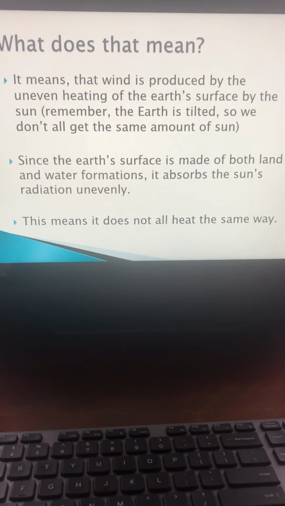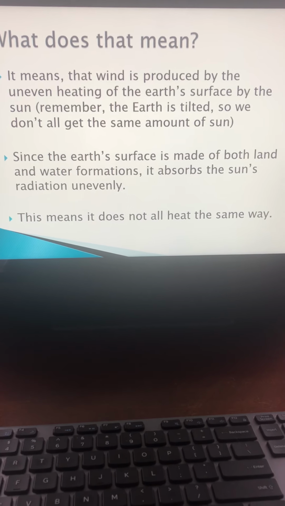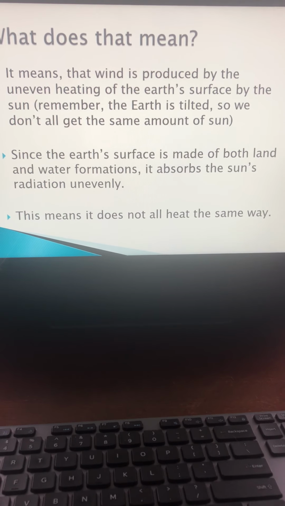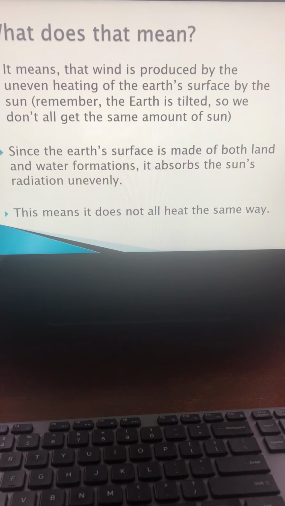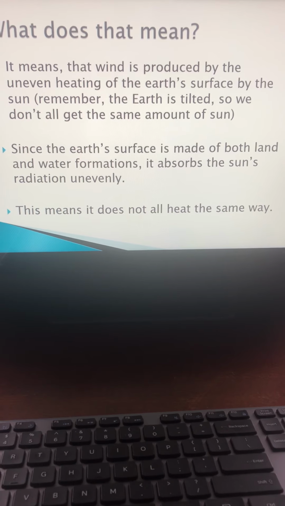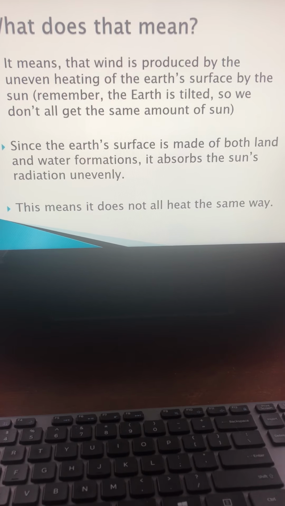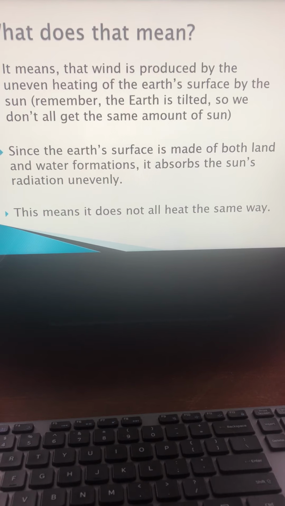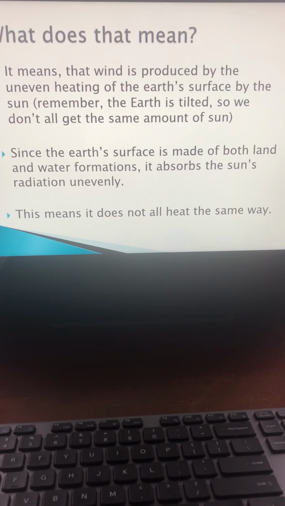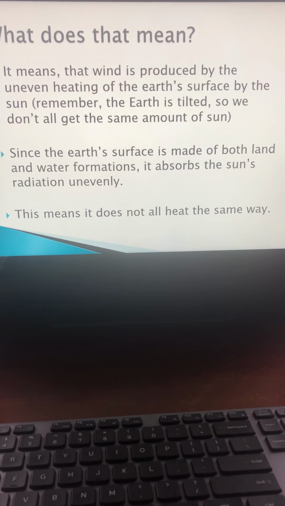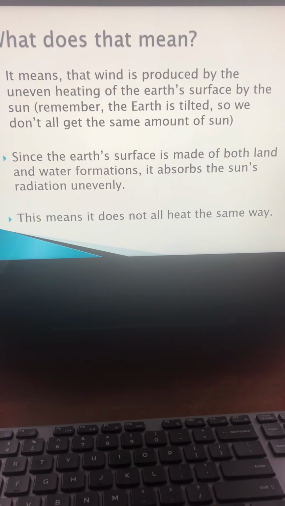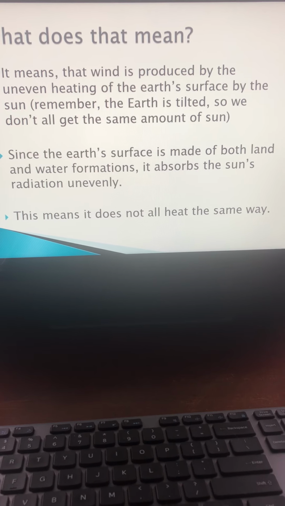And if you remember way back when we did astronomy, we said that the Earth is tilted, and we said it was 23 degrees. And basically we know that if the Earth is tilted towards the sun, then we're in summer, and the part that's tilted away would be in winter. So we don't all get the same amount of sun at the same time. Since the Earth's surface is made of both land and water formations, it absorbs the sun's radiation unevenly. And this means that it does not all heat up in the same way.